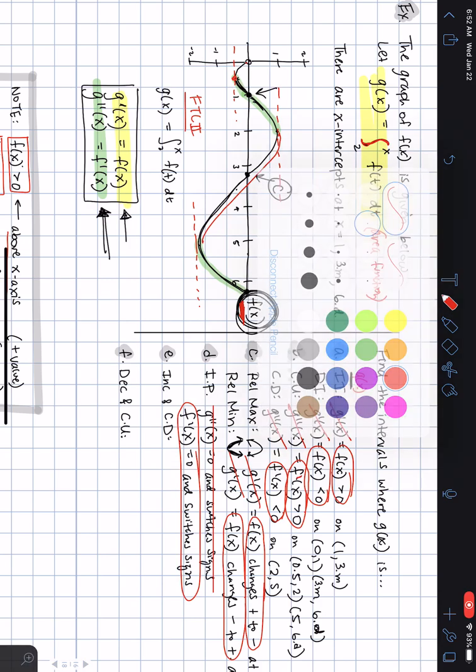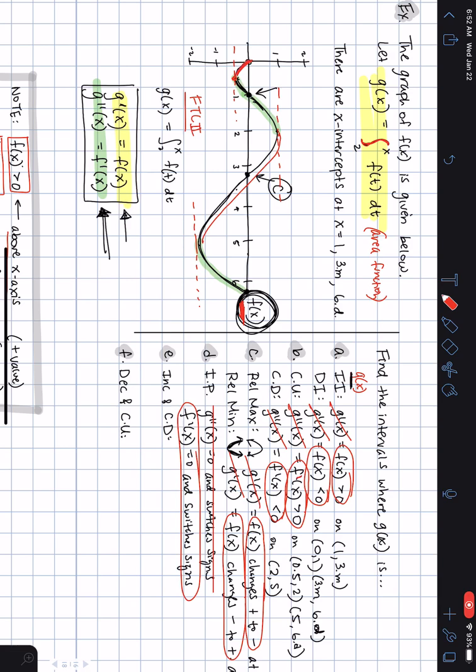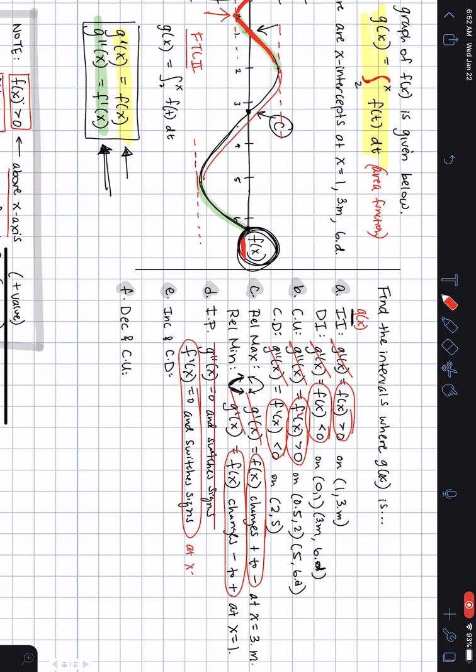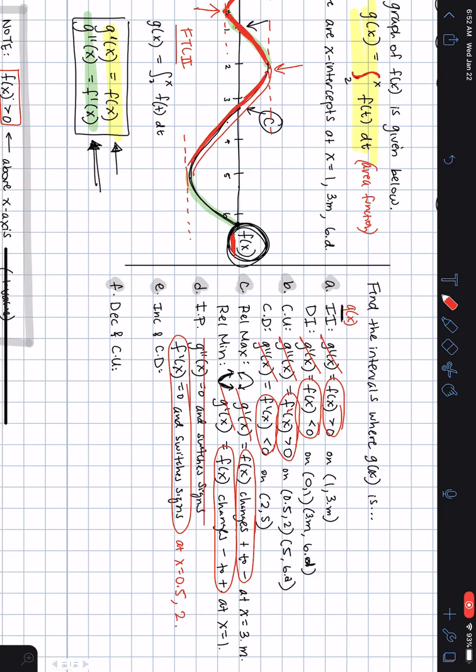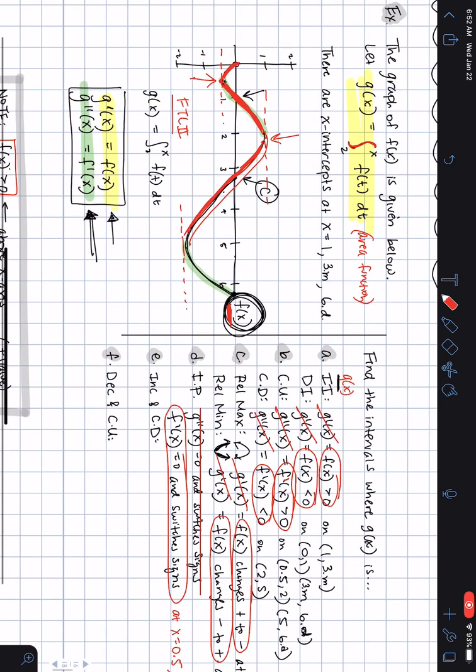So observe. Here, f prime, aka the slope of f, is negative. Here, the slopes are positive. So it does indeed switch signs. Let's call that x equals 0.5. If here the slopes of f are positive, and here the slopes are negative, that means we also switch signs at x equals 2. Okay, so f prime is less than 0.